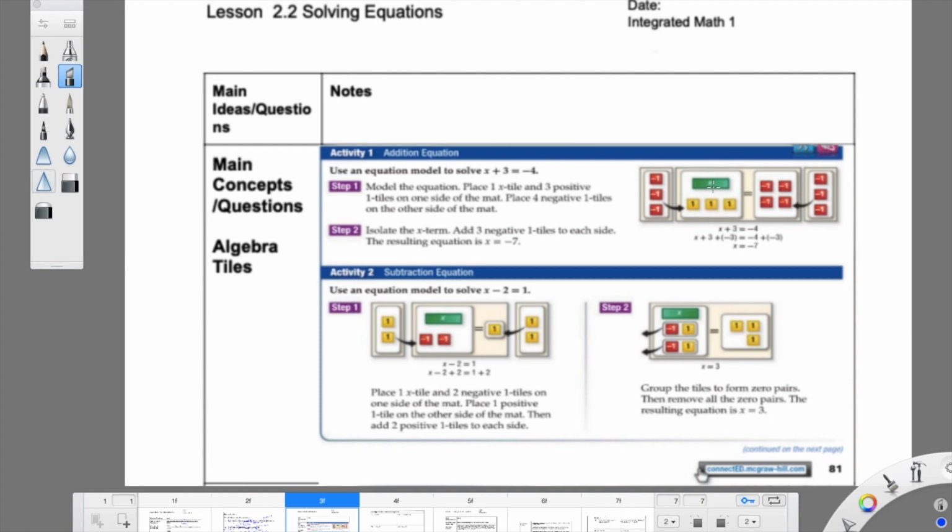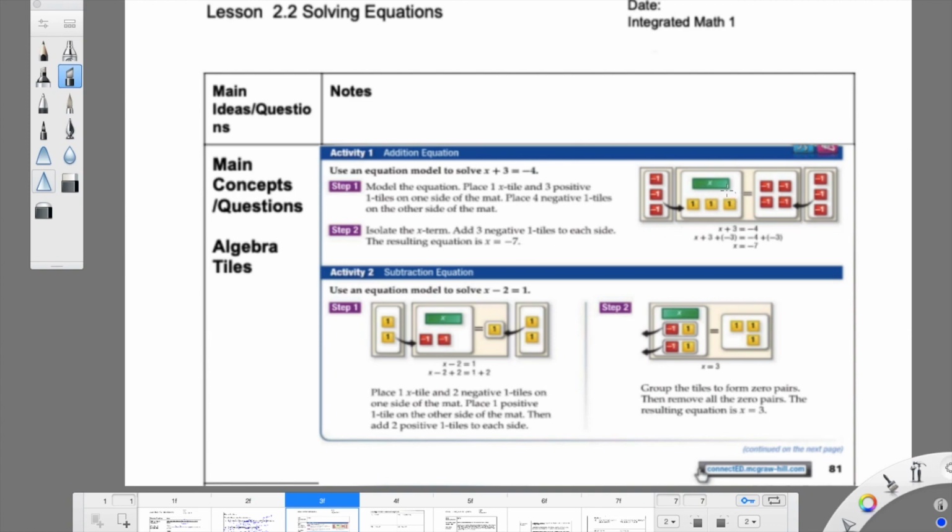So we want to get this x all by itself, just like we normally would. What they're going to show us over here is it says model the equation: place 1 x tile, 3 positive 1 tiles on one side of the mat, place 4 negative 1 tiles on the other side of the mat. So that's what I was just saying. Isolate the x term: add 3 negative 1 tiles to each side. The resulting equation is x equals negative 7.